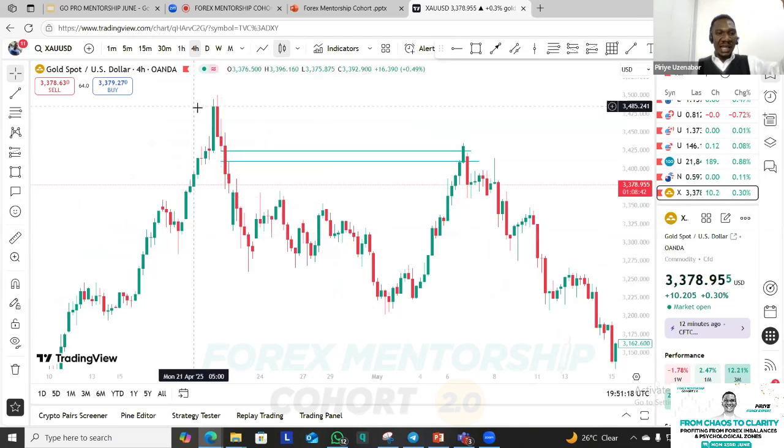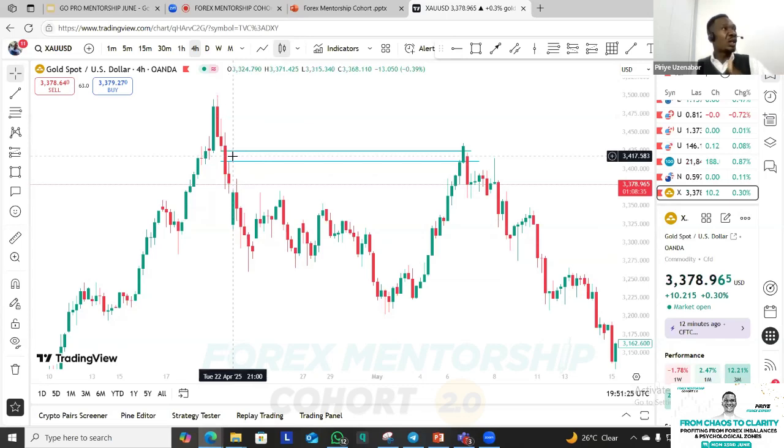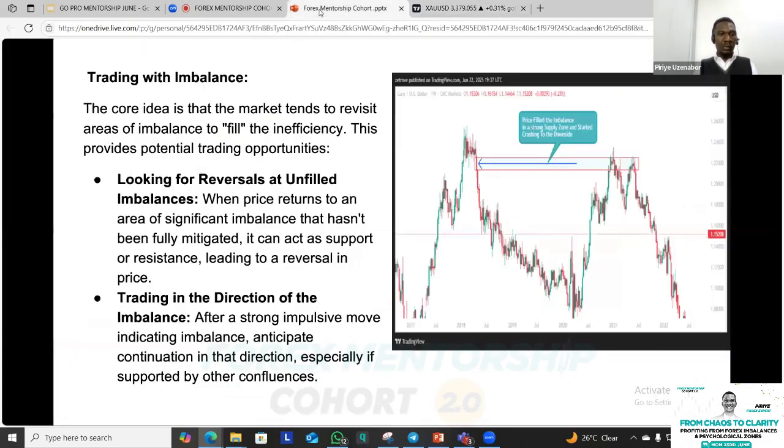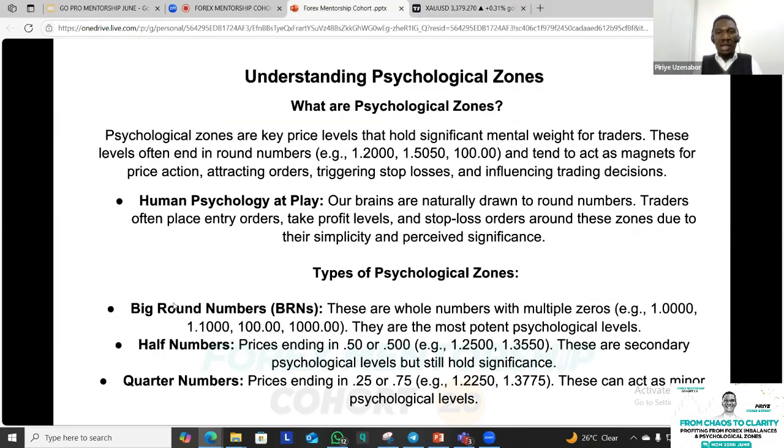So when you see this kind of reversal, like this sharp drop, and you see a big imbalance, especially on a 4-hour candlestick, you don't want to joke with that level. Are we together? Good. So that is about trading in the direction. Now let's look at psychological levels.